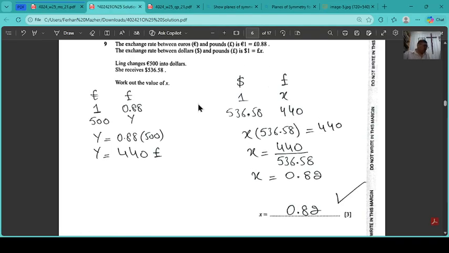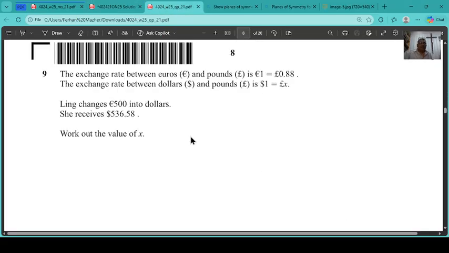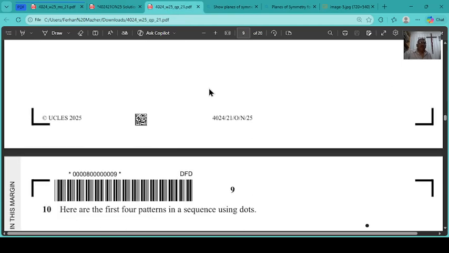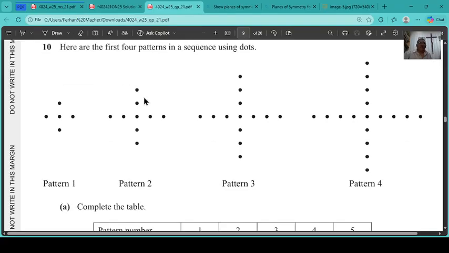So the whole solution to question number 9 is showing up on your screen. I hope you understand this. Okay, so question number 9 is done, and now we are going to the next question, which is question number 10, and it's showing up on your screen.